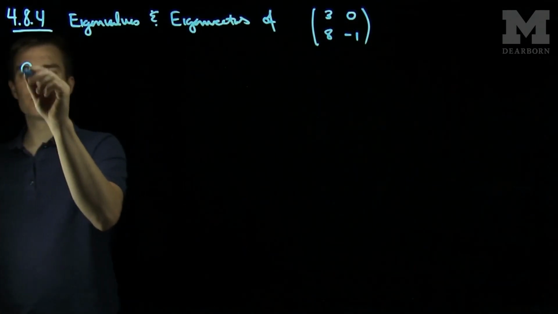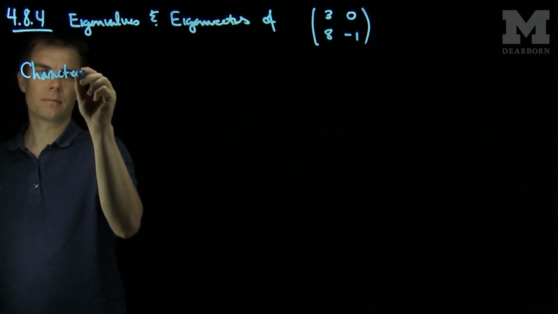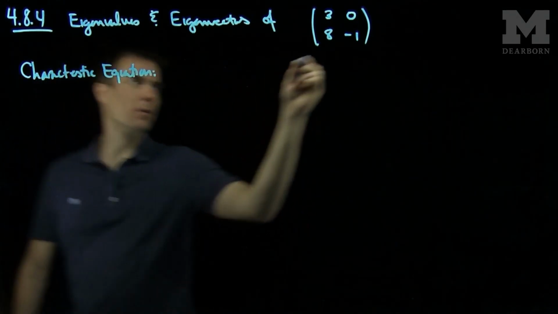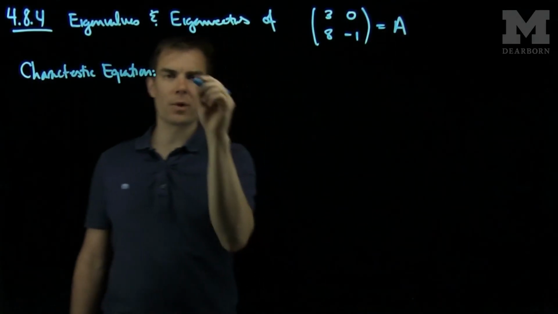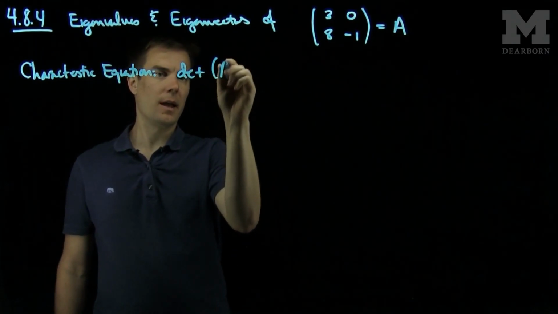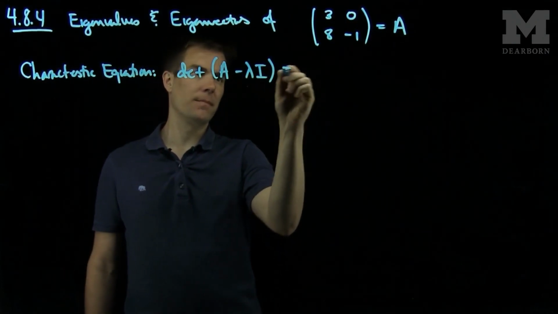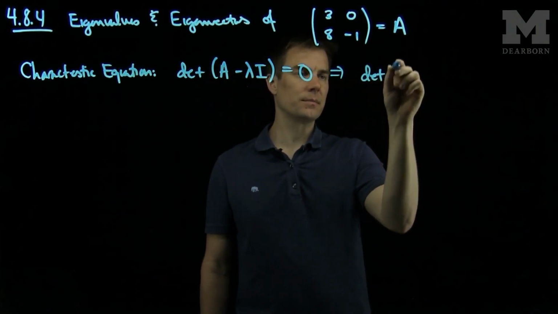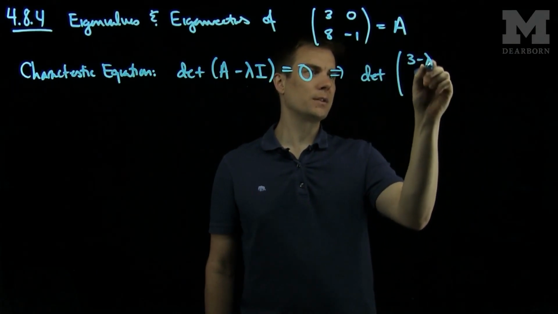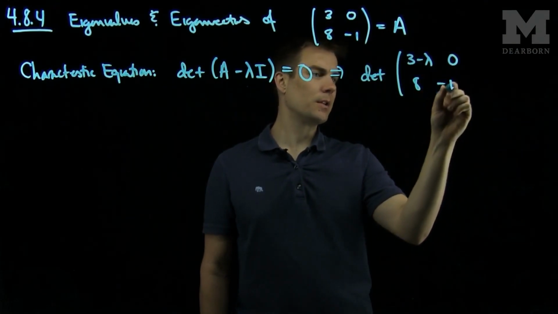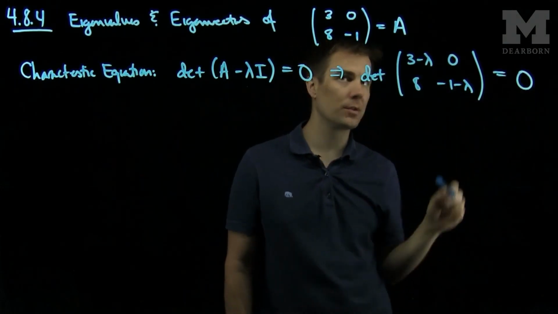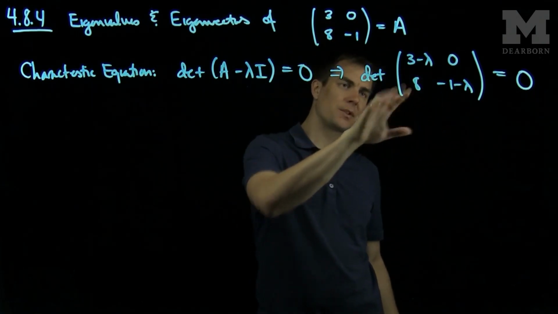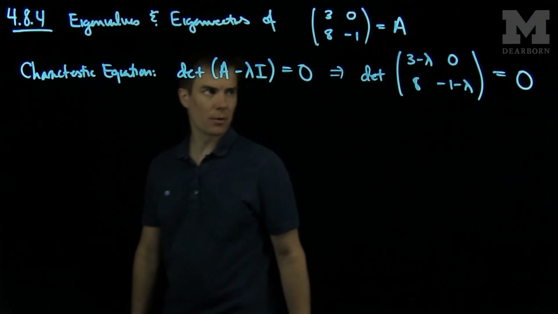To find the eigenvalues, we compute the characteristic equation. We call this matrix over here A. Then we have the determinant of A minus lambda times the identity equals 0. So that will tell us that the determinant of 3 minus lambda, 0, 8, negative 1 minus lambda is equal to 0. So what I'll do is just subtract off lambdas from the main diagonal and leave everything else the same for the matrix in the characteristic equation.